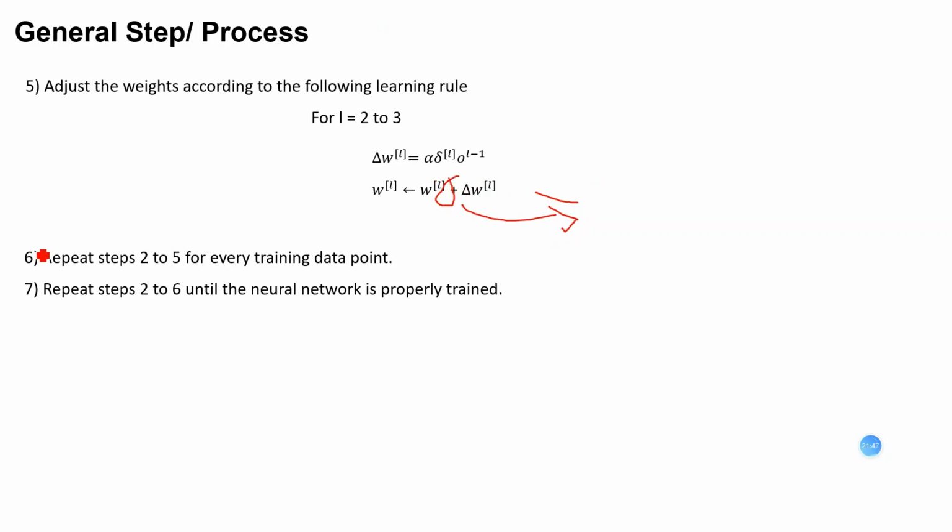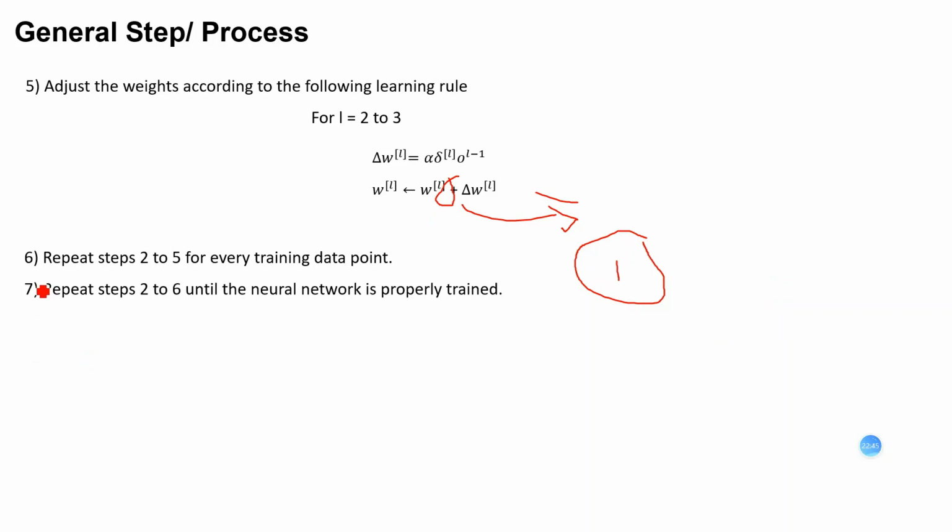Step 6 is to repeat steps 2 to 5 for every training data point. This means we have already finished one cycle through the data. So if we have 100 or 1,000 cycles, we need to repeat from step 2 to step 5. When we finish the whole training data set, for example if we set it to 100 cycles and we finish the 100 cycles, that is called one epoch.